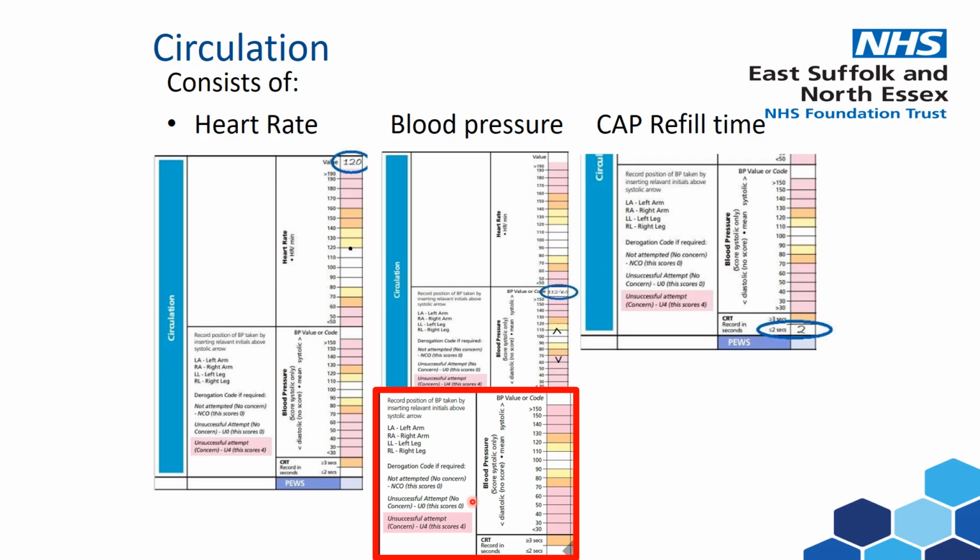Your third and final code that you could put down is your unsuccessful attempt, but you are concerned. So you've gone to try and take a blood pressure. Maybe the blood pressure cuff has inflated, come back down, but actually not giving you a reading because it's so low, or again, the child isn't letting you, but you are very concerned that this child is unwell. Maybe they're tachycardic, maybe the cap refill is slow, etc. Maybe they're deteriorating otherwise. Because you're concerned, that's going to score a 4 towards their total PEWS. So you would use that code U4 for this section, and you add the 4 on to the rest of your PEWS score.